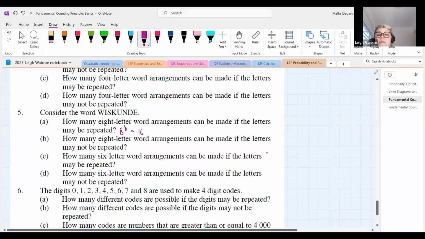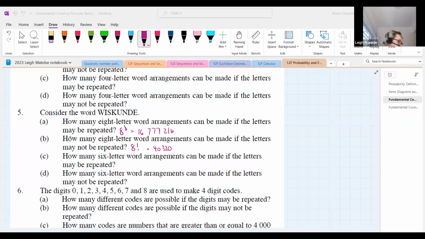It's 16777216. If they can't be repeated, that's when we would say 8 factorial. So this is 40320. How many 6-letter word arrangements can be made if the letters may be repeated? How many 6-letter word arrangements could we make if the letters could be repeated? What would we do here, do you think?